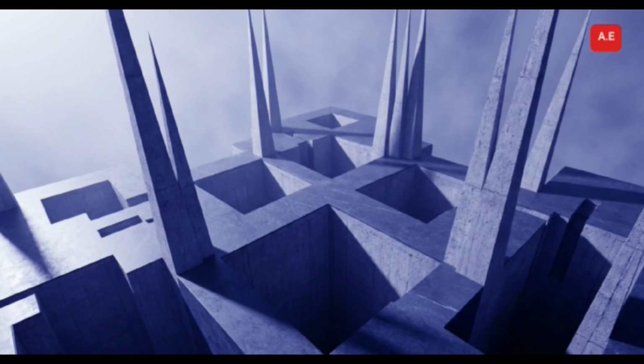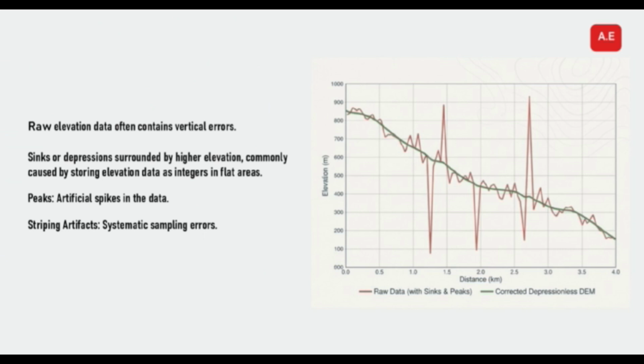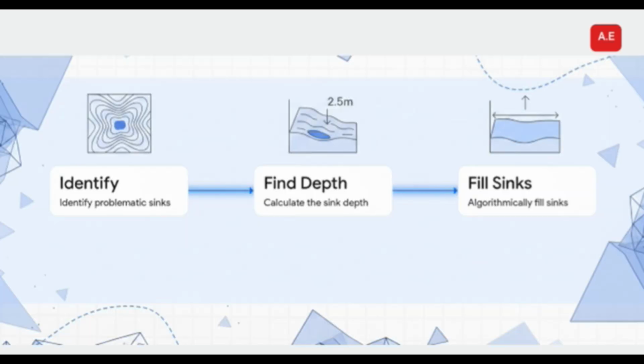An elevation profile can contain various anomalies. First are peaks, the sharp upward spikes which are artificial artifacts generated by sensor anomalies. Second, and more problematic, are sinks, which are deep downward drops. These are artificial pits surrounded by higher elevation. Sinks frequently occur in highly flat areas when algorithms attempt to store continuous decimal elevation data as simple rounded integers. Before analysis can begin, algorithms must identify and fill these sinks to create a continuous surface. Achieving a depressionless elevation model is mandatory. Without it, predictive fluid models will trap simulated water in artificial digital pits.